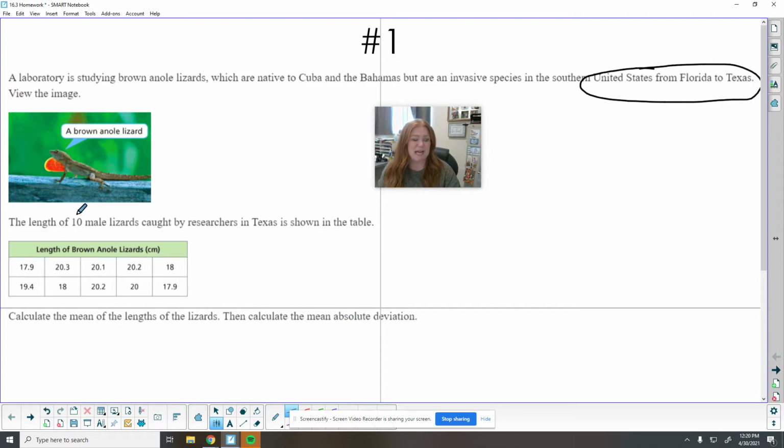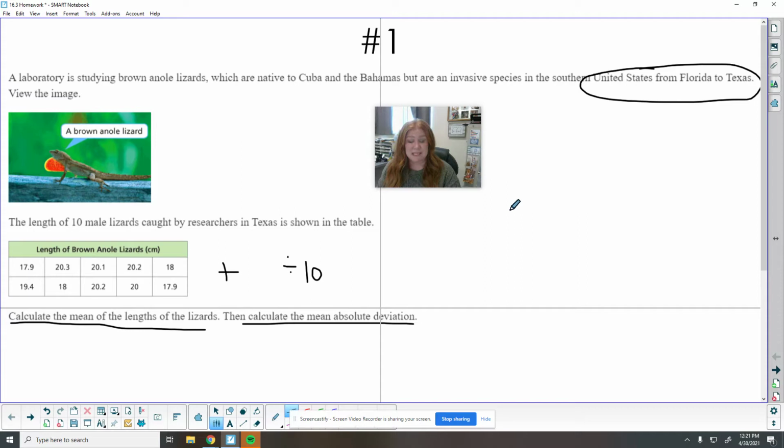The lengths of 10 male lizards caught by researchers in Texas are shown here. So here's the lizard, and here's 10 of them that they caught as an invasive species in Texas. First, we're going to calculate the mean, and then we're going to calculate the mean absolute deviation. To find the mean, we want to add up these numbers to get a sum or the total. We know there's 10 of them, so we're going to add them all up and then divide by 10. That gives us the mean.